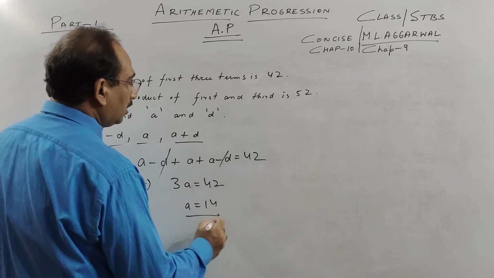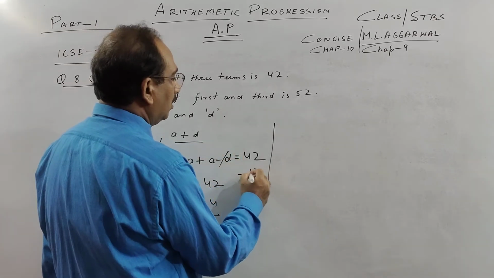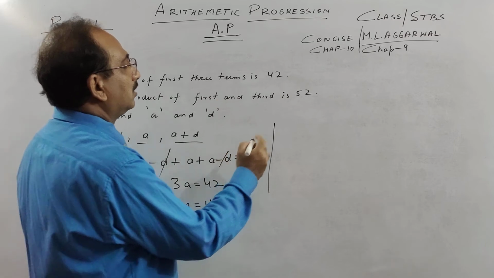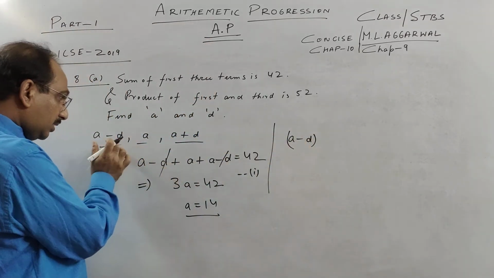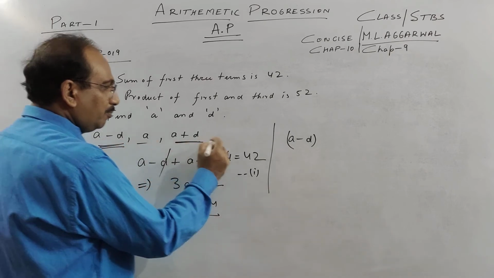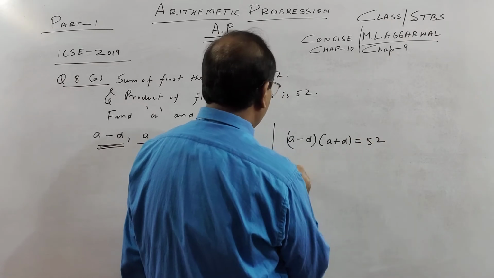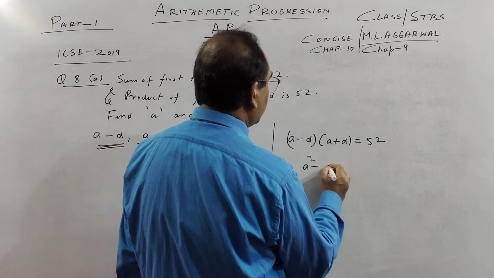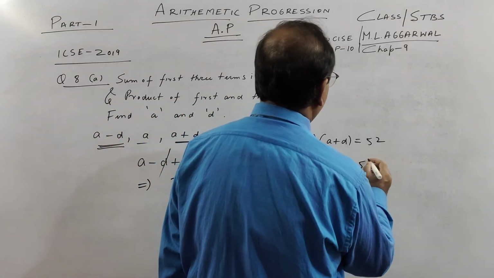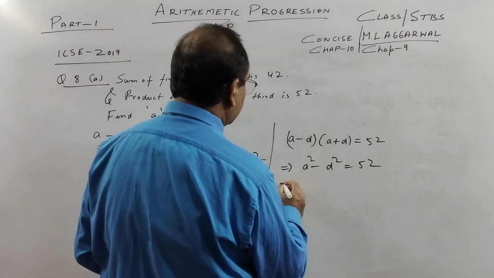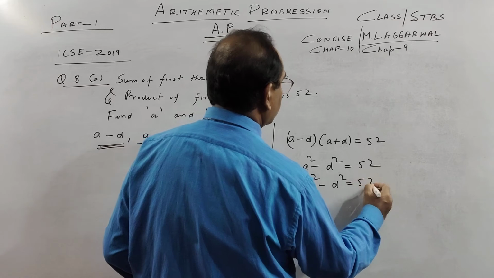A is 14, children. Now second, so this was my equation 1. If you see, what is equation 2? The product of first and the third, children. Product of the first is a minus d. This is the first. A plus d is the third. So product of first and third is 52. So here, a plus b, a minus b is a square minus b square, so a square minus d square is 52, and simply we substitute a as 14. So 14 square minus d square is 52.